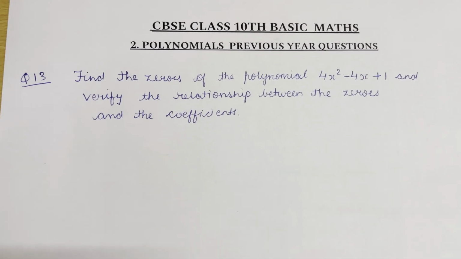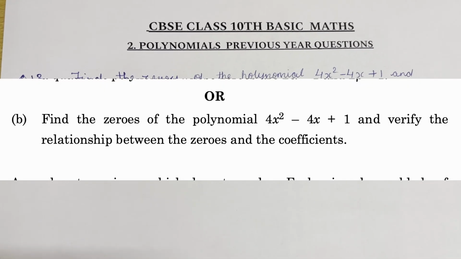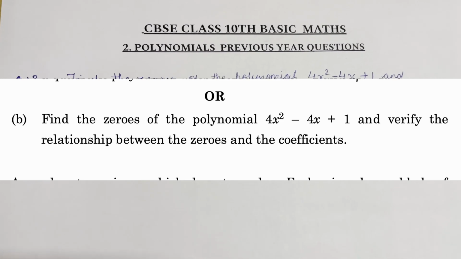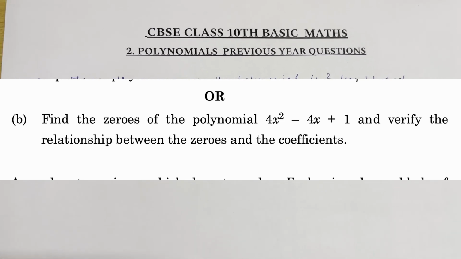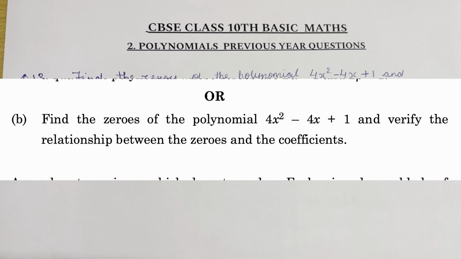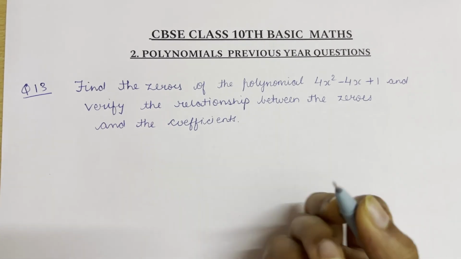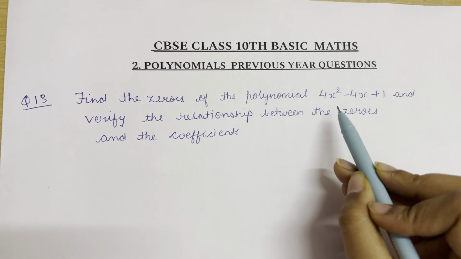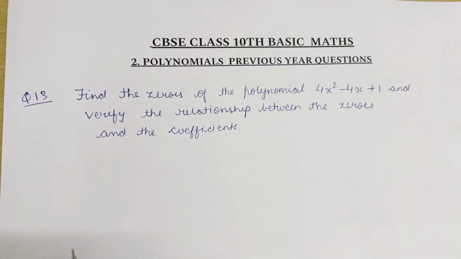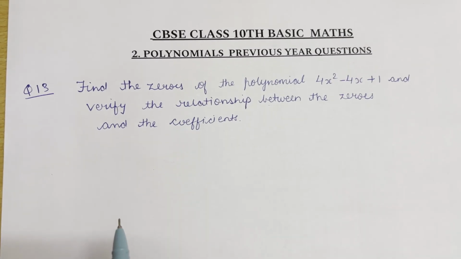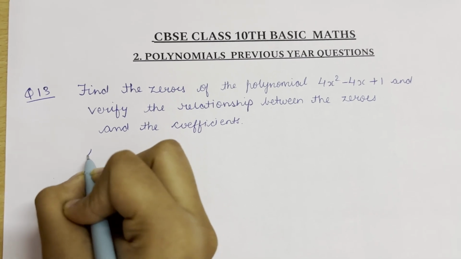This question says, find the zeros of the quadratic polynomial. The polynomial is given to us as 4x square minus 4x plus 1, and we are asked to verify the relationship between the zeros and the coefficients. So this is a two-step question. Step 1 will find the zeros of this quadratic polynomial, and step 2 will verify the relationship. Okay, so let's begin solving it.